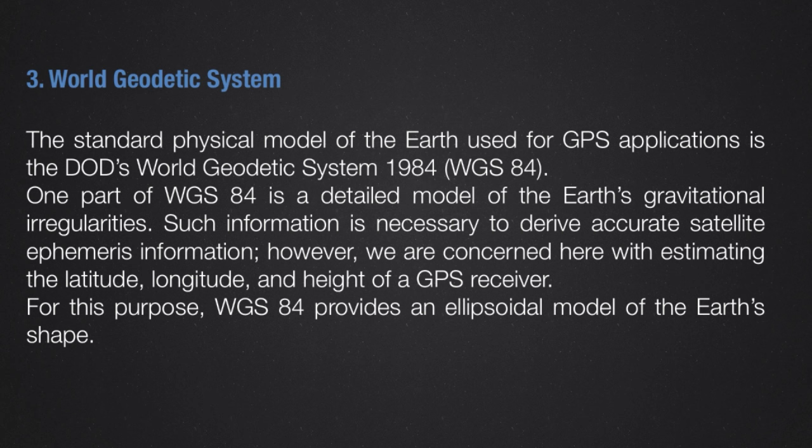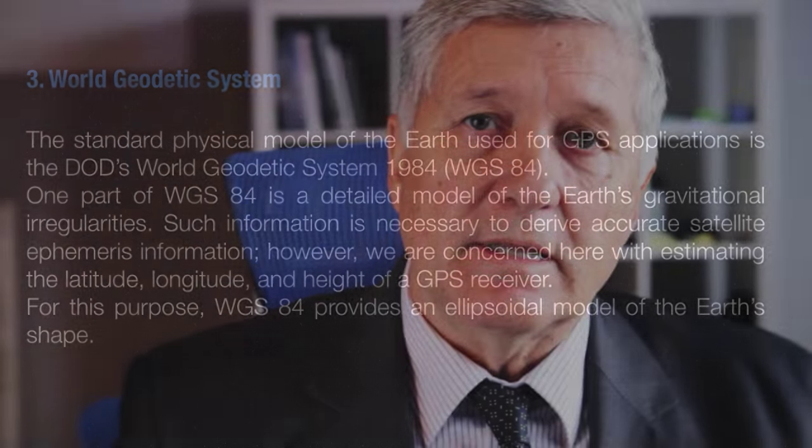However, we are concerned here with estimating the latitude, longitude, and height of a GPS receiver. For this purpose, WGS-84 provides an ellipsoidal model of the Earth's shape. That means that we don't use the exact form of the Earth.